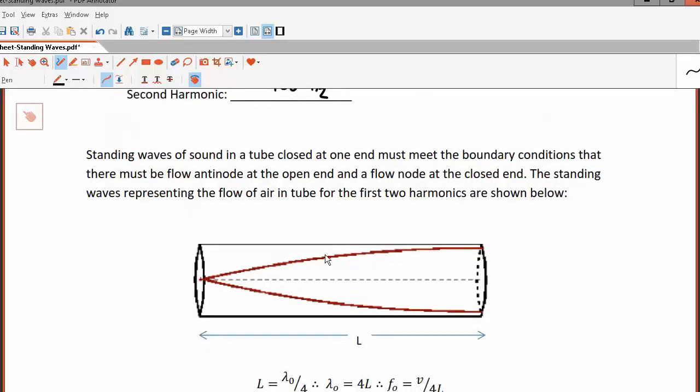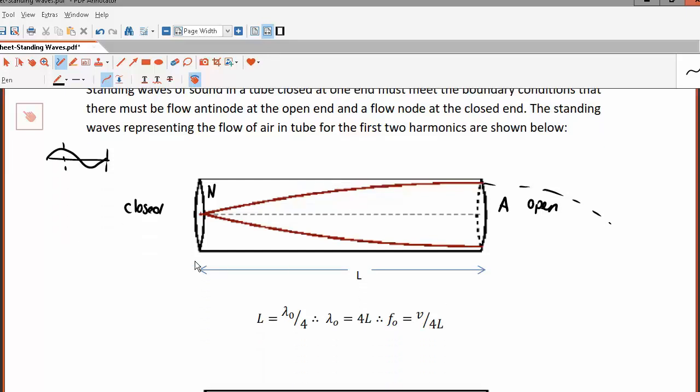What's happening is that the standing waves in a tube that's open at one end will have a flow node where the tube is closed, because the air cannot move there, and we'll have a flow antinode where the tube is open. This is actually a quarter of a wavelength. If I were to sketch a full wavelength, you can see that this here is a quarter of the wavelength.